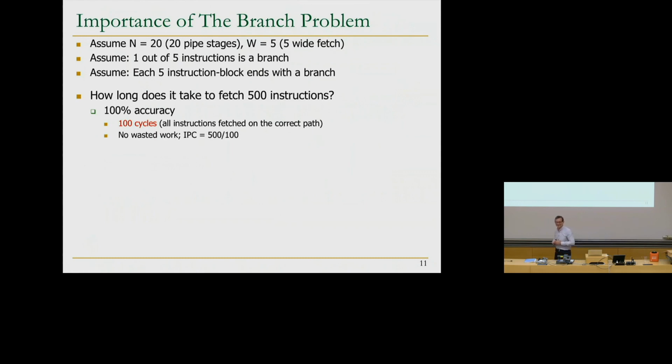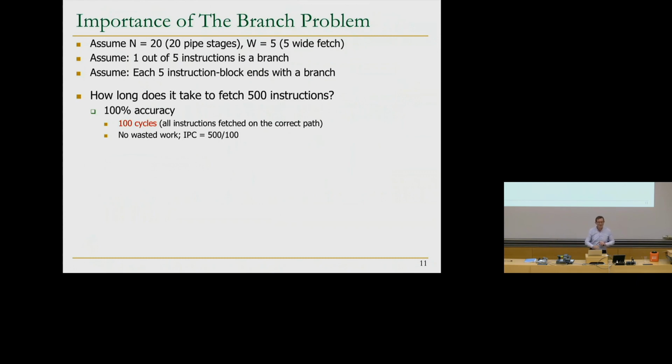Basically, it takes 100 cycles to fetch all instructions because you're fetching 500 instructions, and every cycle you're fetching 5 of them. So 500 divided by 5 is 100 cycles. And IPC is instructions per cycle, 500 instructions per 100 cycles. So this is great because this is your maximum IPC, right? And also no wasted work because you always fetch right instructions. Of course, I should also say that we're not assuming any data dependencies here. There's no data dependency in this machine or in these 500 instructions that you're fetching.